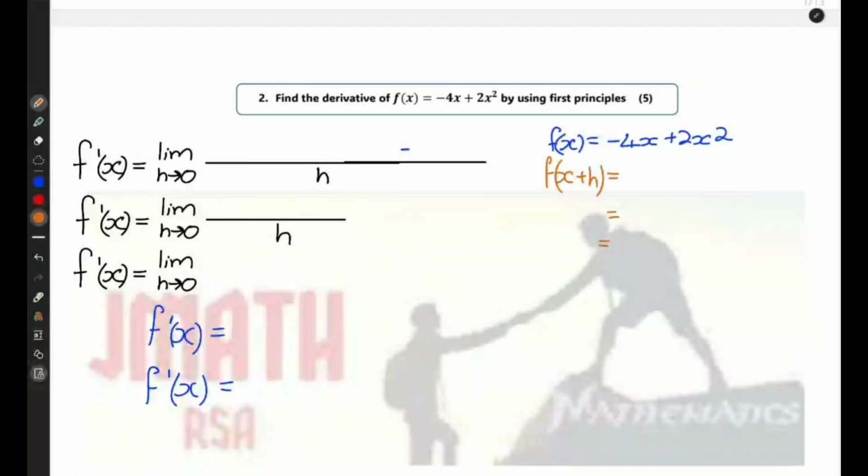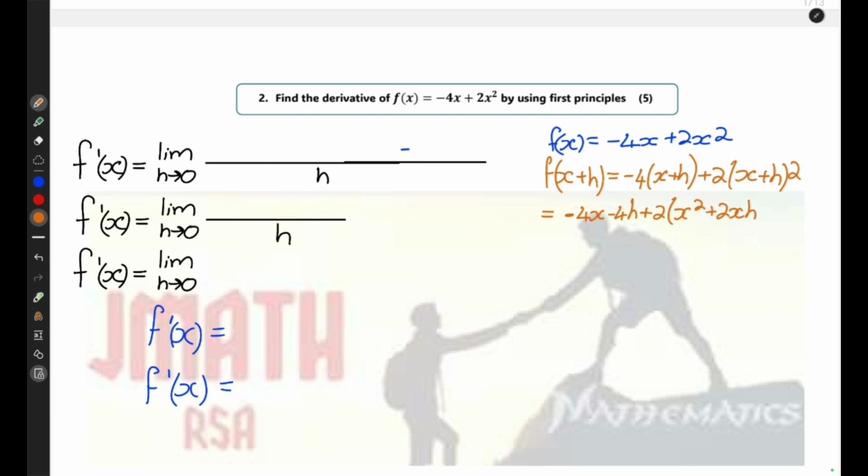Question 2, find the derivative of f(x) if it is minus 4x plus 2x squared by using first principles. First step, I'm going to write down the original, and then replace x with x plus h. So minus 4(x plus h), and then plus 2(x plus h) squared. So I'm just going to distribute in minus 4x minus 4h. Then I'm just going to leave the 2 in front. So x squared plus 2xh plus h squared. And then last step, just going to multiply that 2 into the bracket. So minus 4x minus 4h plus 2x squared plus 4xh, and then plus 2h squared.